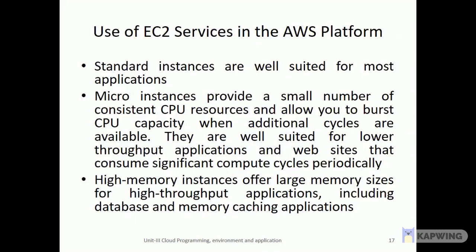Standard instances are well suited for most applications. Micro instances provide a small number of consistent CPU resources and allow you to burst CPU capacity when additional cycles are available. They are well suited for low throughput applications and websites that consume significant compute cycles periodically. High memory instances offer large memory size for high throughput applications, including database and memory caching applications.